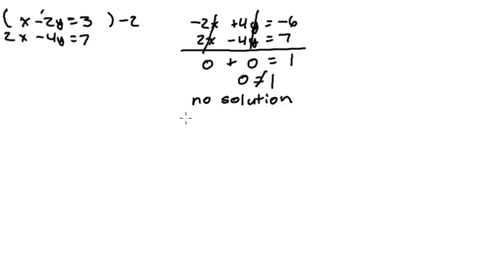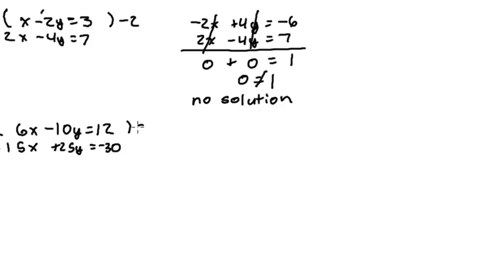Now, on the other hand, let's say that I had 6x minus 10y equals 12 and negative 15x plus 25y equals negative 30. Now let's see, what is the least common multiple of 6 and 15 or 10 and 25? Well, for 6 and 15 it'd be 30. So to get 30, I have to multiply 6 by 5 and negative 15 by 2. So I'll multiply this top equation through by 5 and the bottom equation through by 2.